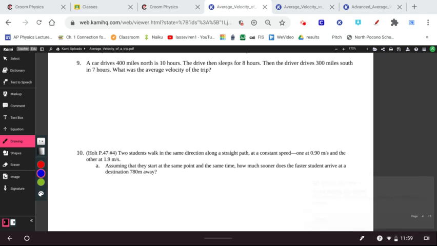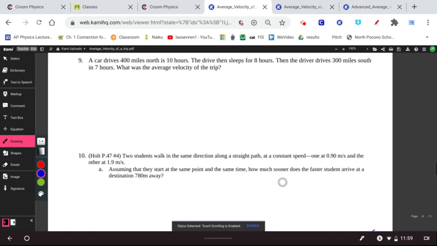Okay, so on the average velocity of a trip problem sheet, we are going to start off with problem number 9. I'm going to give you some time to work on this particular problem. The problem talks about a car driving 400 miles north in 10 hours.